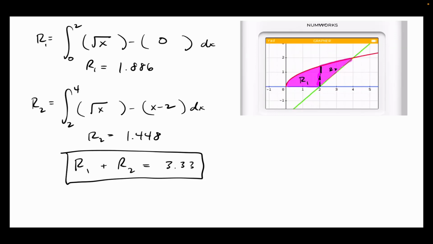Okay, so for R1, I got 1.886. For R2, I got 1.448. Don't take my word for it. Actually check. It's good practice to check on your own. When I added them together, I got about 3.33.